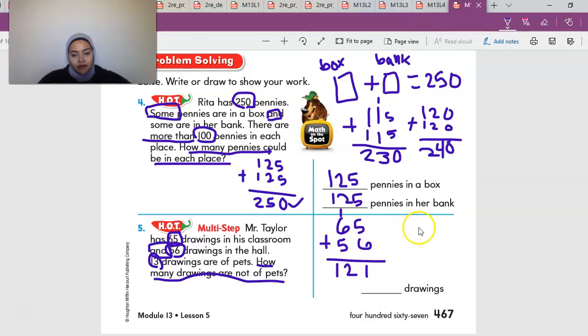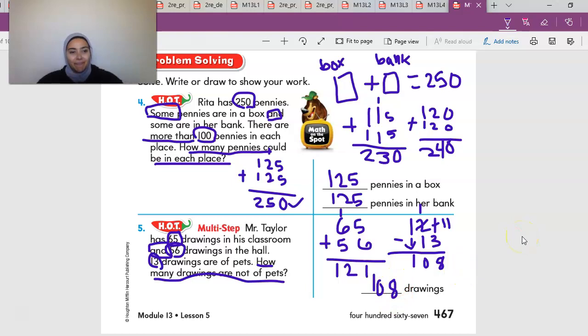Now, 13 are of pets. How many are not of pets? So if he has 121 drawings, take away 13, which is how many are of pets, equals how many are not of pets. So 1 take away 3, you can't do that. 2 becomes a 1. 1 becomes an 11. 11 take away 3 is 8. Right? 1 take away 1 is 0. And 1, you bring it down, 108. So 108 drawings are not of pets.